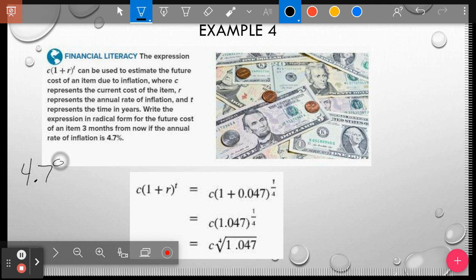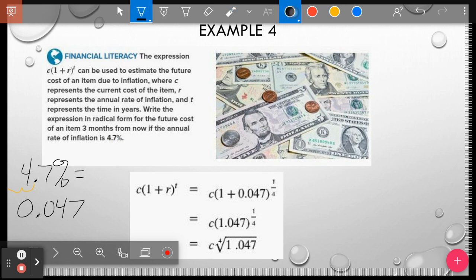The biggest thing here is they say 4.7%. And 4.7% equals 0.047. Remember, percent literally means per 100. So you could do 4.7 divided by 100, or you can move the decimal twice. And so then we're just plugging things in. Write the expression for the future cost. We do not know the cost. 1 plus R, well, R is 0.047.